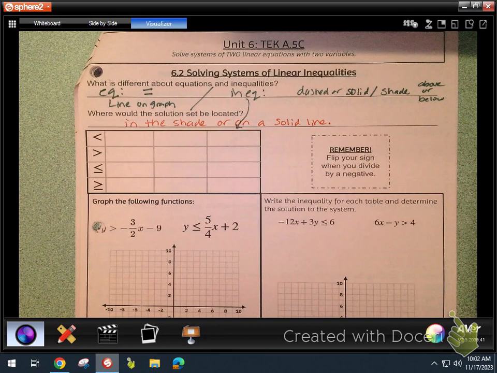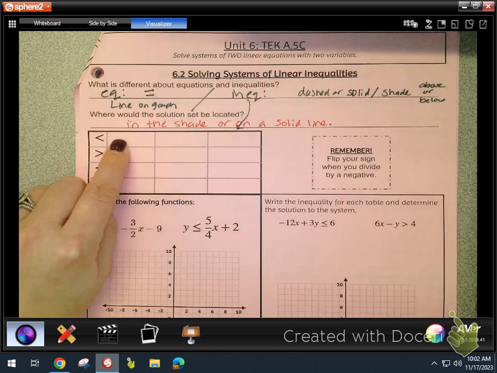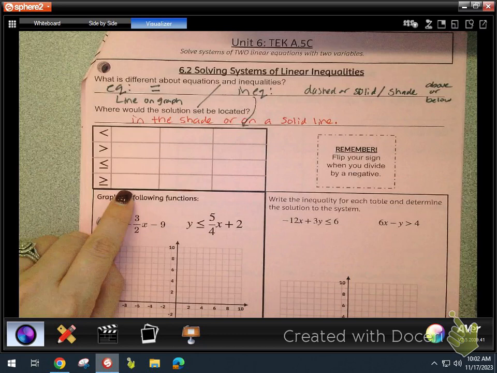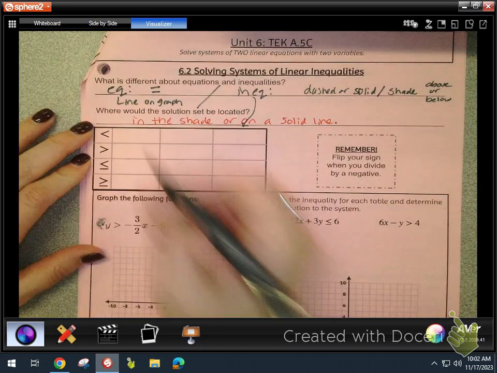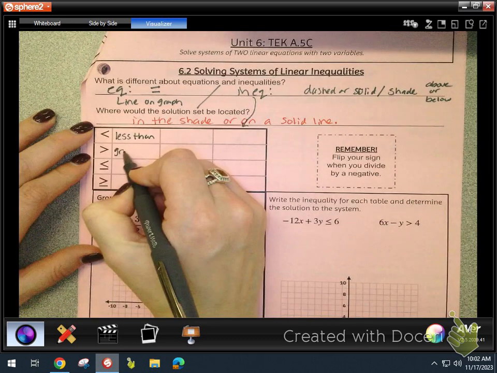Okay, I want you to label each one of these inequality signs real quick. What they are right here, like less than, like that. That's going to go in the first column. Line type and shade. Okay? Because we are going to graph these. So, just less thans and greater thans.